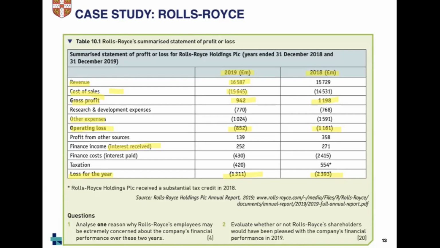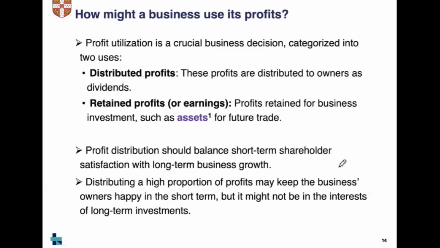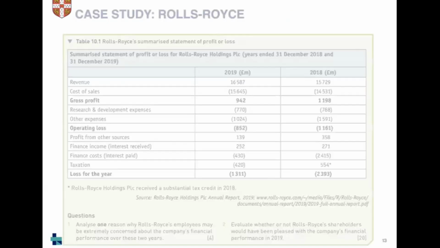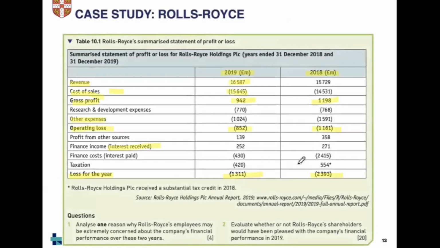All right. So let's continue. I want us to finish with the statement of profit or loss today. All right, so let's look at how a business might use its profits. Now, from the previous slide, we can see that this business is not making any profits. The shareholders of Rolls-Royce may not be very happy with the performance of the business because the business is making very substantial losses.